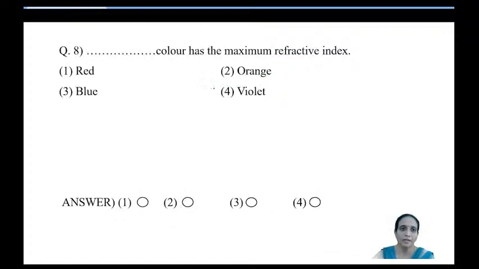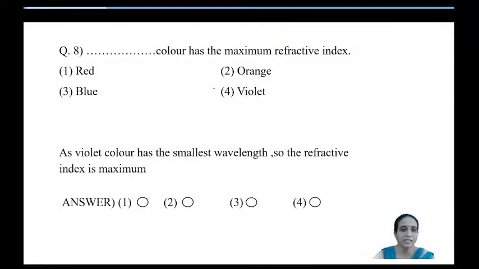Question number 8. Dash color has maximum refractive index. Option 1 red, second option orange, third option blue, and fourth option is violet. Over here you will see that as the violet color has smallest wavelength, so the refractive index is maximum. So your correct option over here will be option number 4.